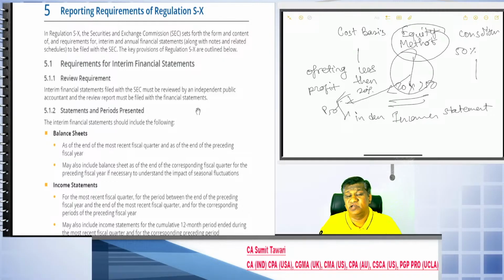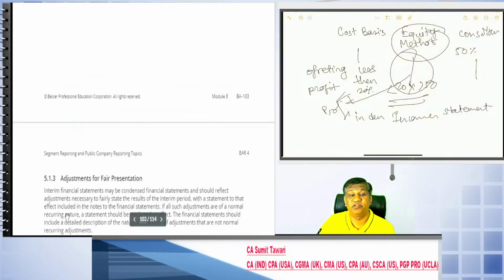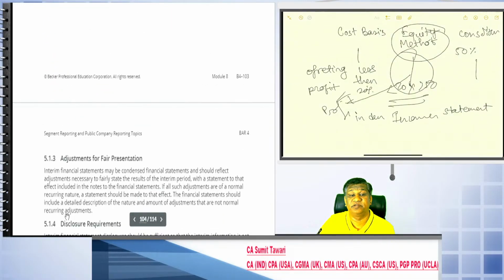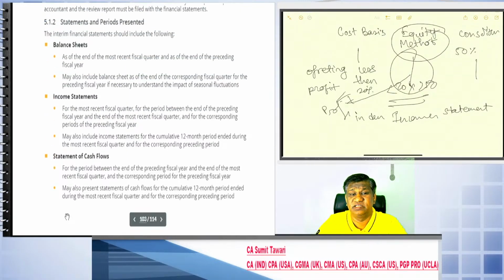Okay, so in limited review, he is just doing some analytical procedures, and he confirms that nothing is reported which is inconsistent with the accounting policies or any other aspect of the financials. Okay, statement and period presented. So the interim financial statement should include the following: the balance sheet, income statement, statement of cash flow, the statement of changes in equity, and the notes to accounts. That is all we need to provide in the interim financial statement.